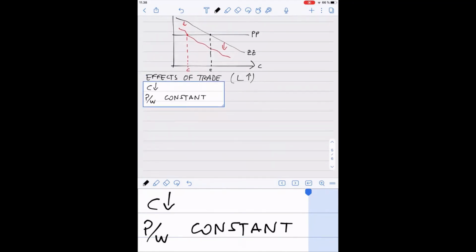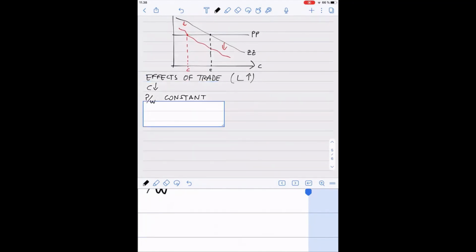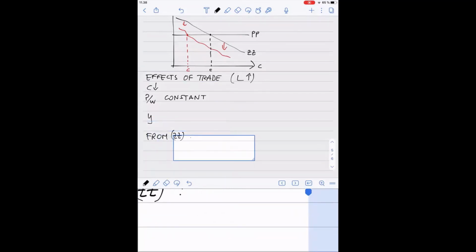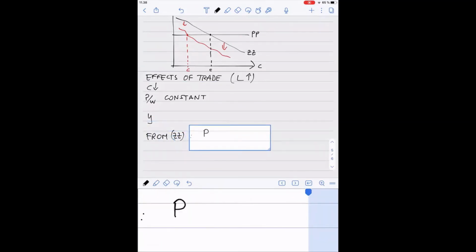Now, what happens to the total output? To figure that out, look again at the ZZ condition. We have that P over W equals beta plus alpha over Y. Since P over W is constant, so is Y.